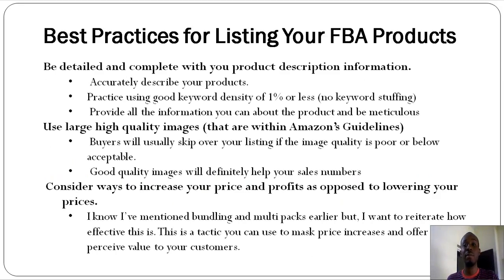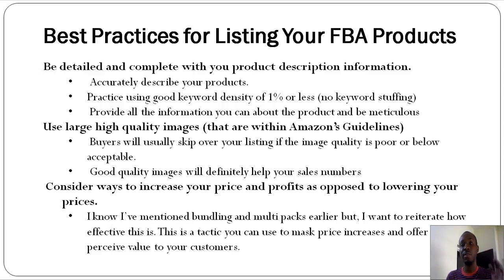Alright, so let me explain a little bit more about being detailed and complete with your product description information. You need to accurately describe your product. You need to practice using good keyword density. Alright, so your keyword density needs to be 1% or less. Some persons may say 2%. I say 1% or less. Anything over that will spark some alarm in the search algorithm, right? So it will come across as keyword stuffing. So you don't want to have too many keywords in your description, right? So be optimal with your keywords, a keyword density of 1%.